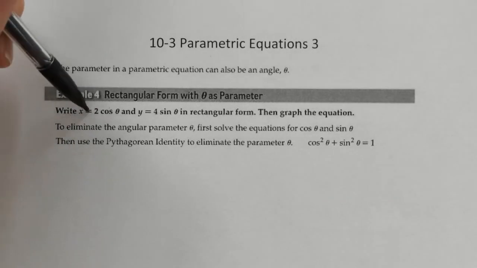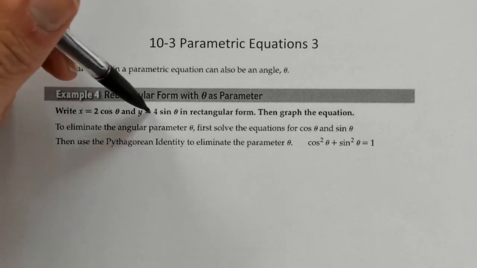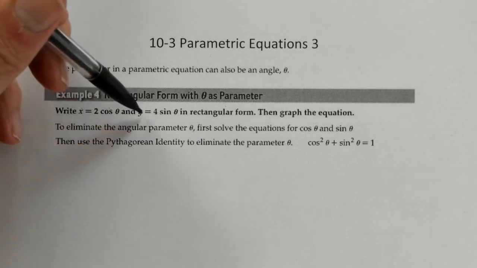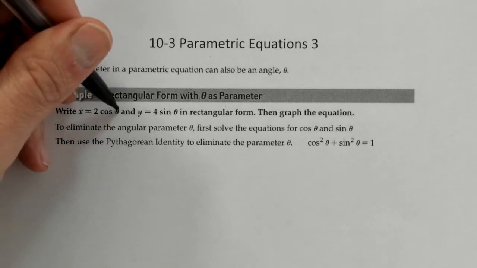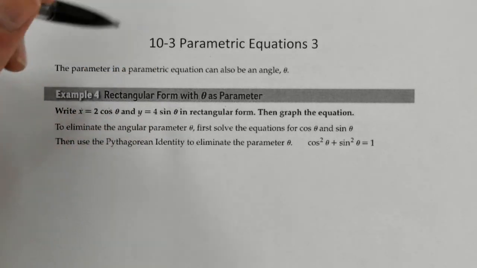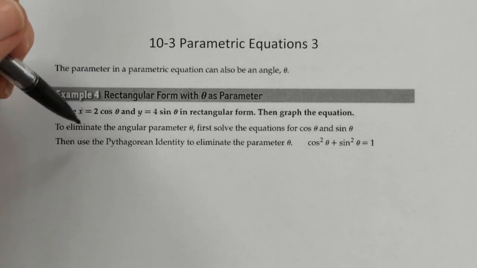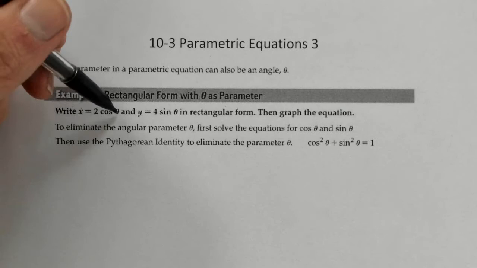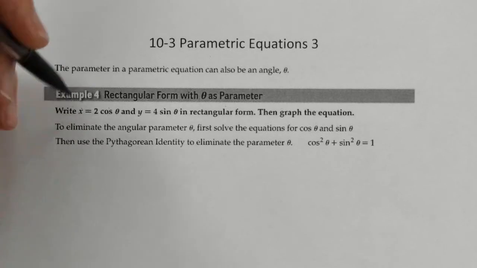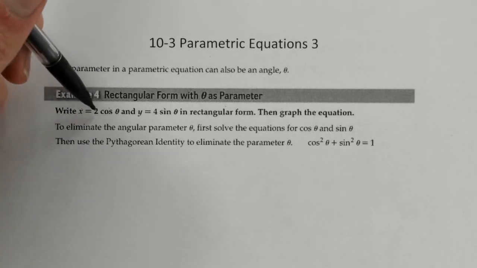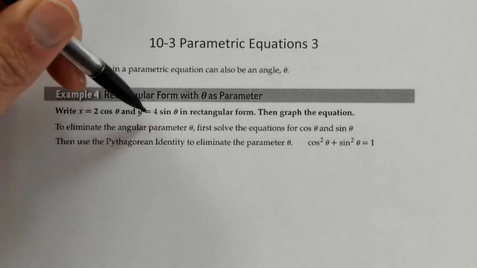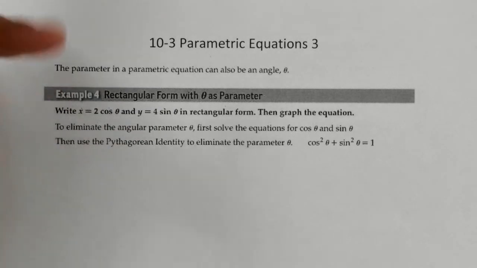It says, write x equals 2 cosine of theta and y equals 4 sine of theta in rectangular form. So here are my parametric equations, one for x, one for y, and my parameter here is theta, the angle. Now, can we take these and turn them into a rectangular form with just one equation with x and y? Can we eliminate the angle as the parameter? Typically what we would do is take this x equation, solve it for the angle theta, take whatever we get and plug it in for the angle in the y equation, and that would work just fine here.